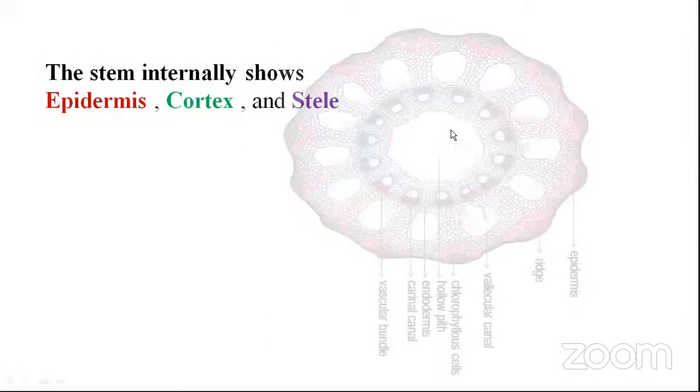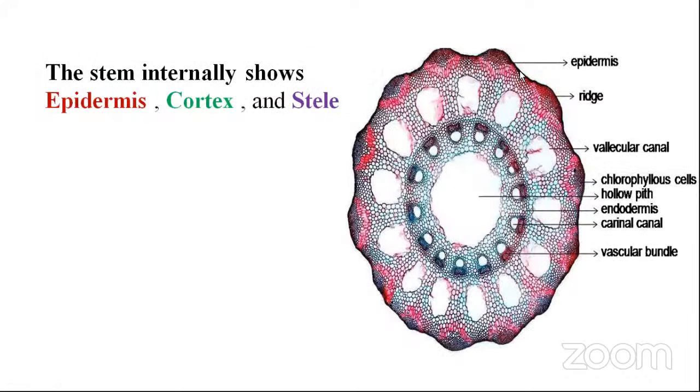So the stem has the epidermis, cortex, and stele. This region is called the stelar region. Within the stelar region, you can find the xylem, phloem, and medulla also. The epidermis is the outermost layer. It is a single layer. The other region is called the cortex region. From the epidermis up to the stelar region, the total region is called the cortex region.